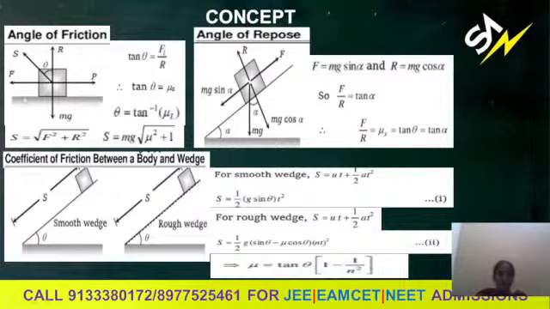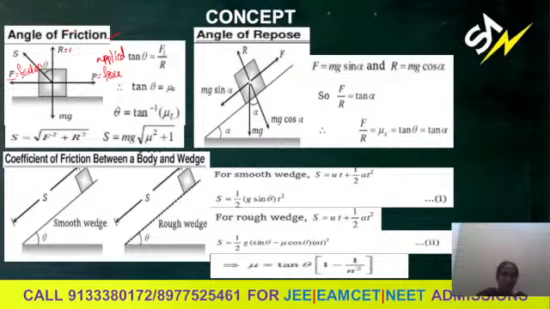The next concept is the angle of friction. You can observe the free body diagram of an object placed on a horizontal surface. This is the applied force P, like a pulling force. P is the applied force, and the frictional force opposes the motion. Just the representations are different: the applied force acts in this direction and the frictional force in this direction.